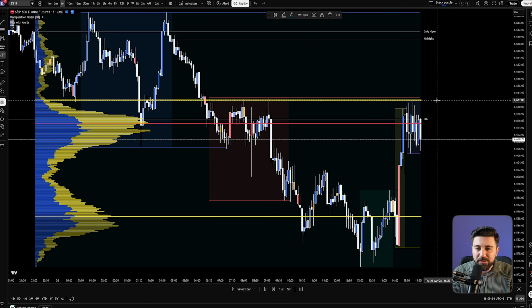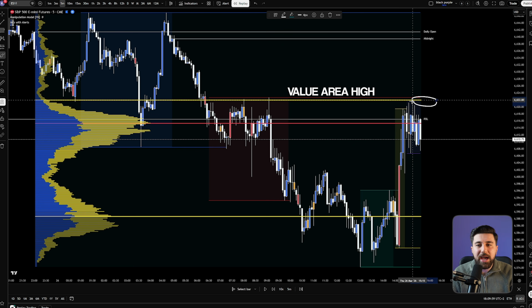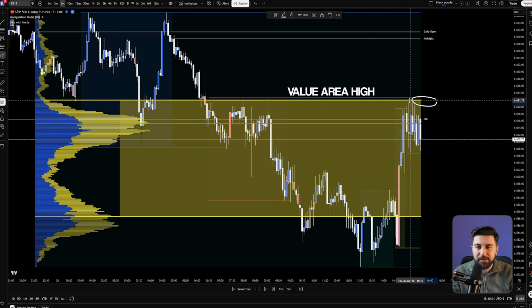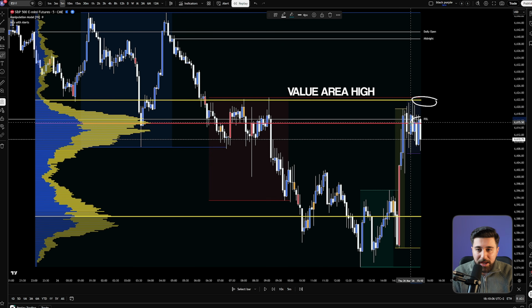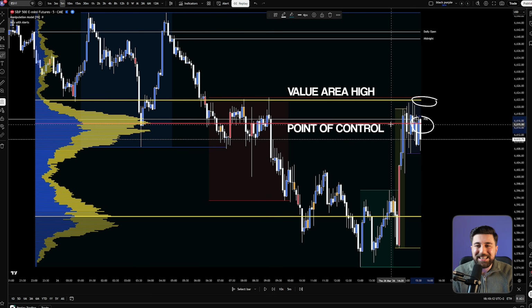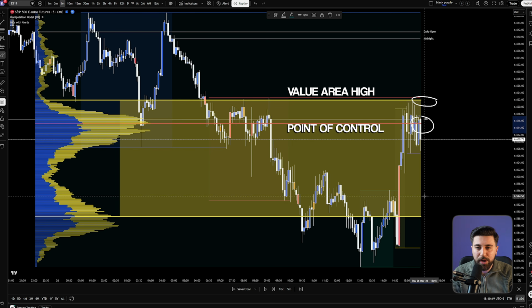First of all, this is the value area high. So this represents the edge of the 70% that we have talked about, the value area. And this red line right here represents the point of control, the exact price point where the most orders got executed within this entire range here. So we have 2 areas of interest already lined up here.